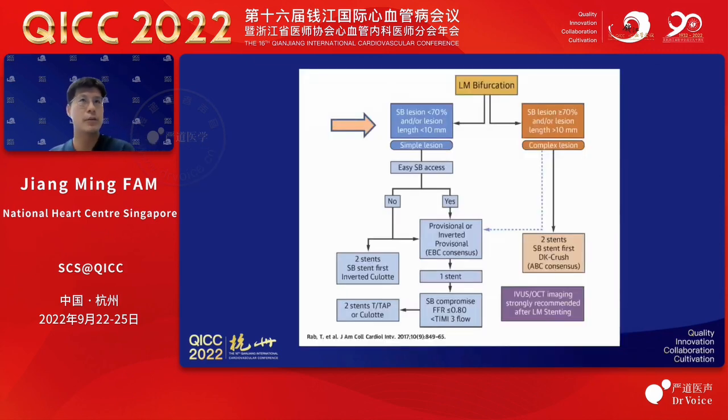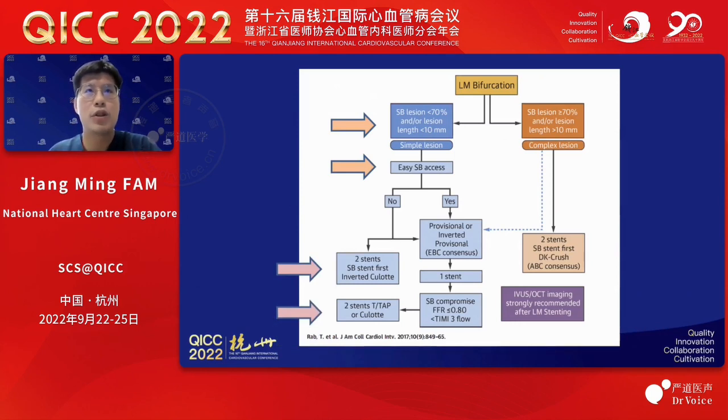This slide shows the algorithm of how left main bifurcation may be treated. If the side branch is less diseased, such as less than 70%, or relatively short, less than 10 millimeters, and relatively easy to access, consider the use of provisional stenting as first choice. Now, if the side branch access is deemed difficult, consider stenting the side branch first in an inverted culotte technique. And if there is evidence of side branch compromise, consider two-stent technique as well, such as T stenting, TAP, or culotte.